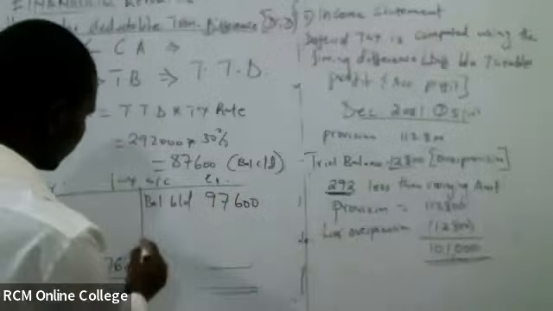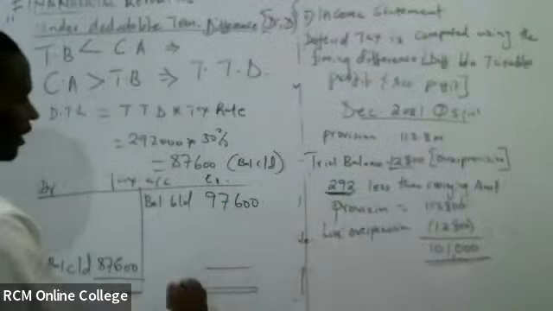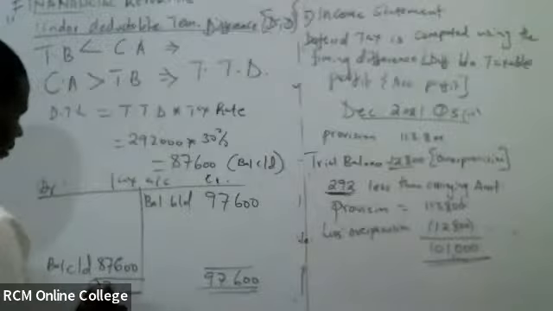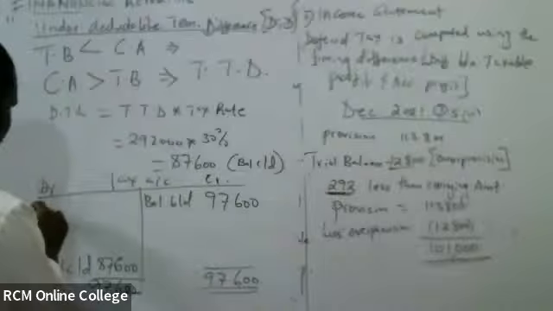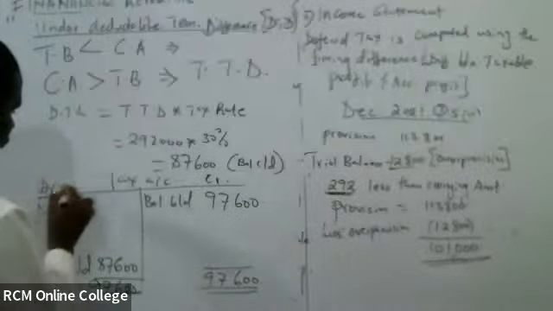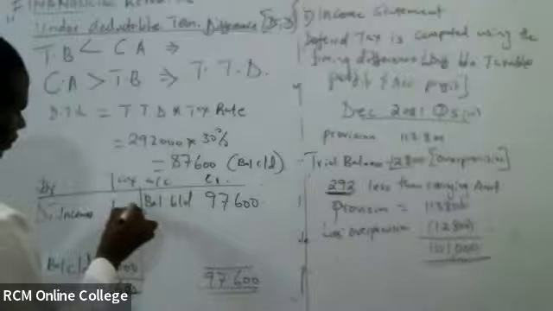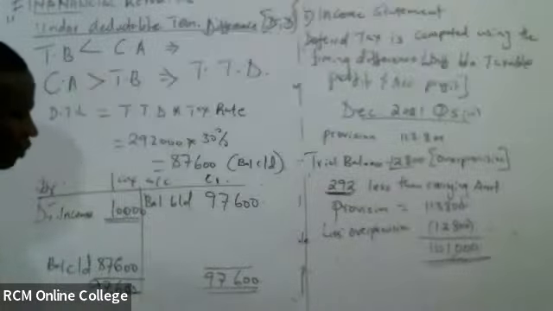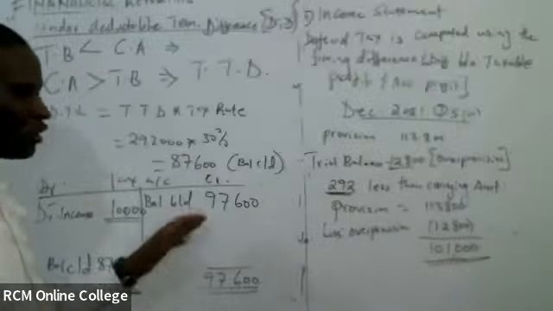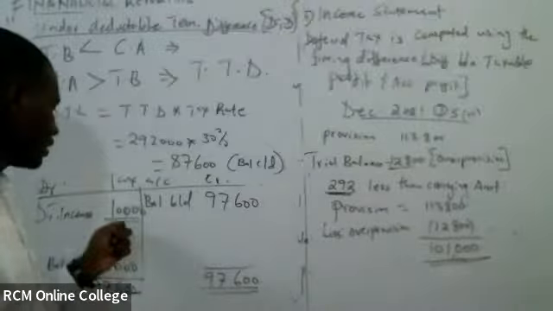97,600. And we have carried out. We don't have any other item affecting us there. 97,600. So to corner deferred tax income of 10,000. Deferred tax income of 10,000. If the balance was on this side, it would be a deferred tax expense. So deferred tax income.